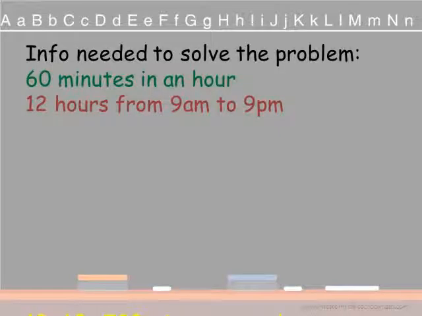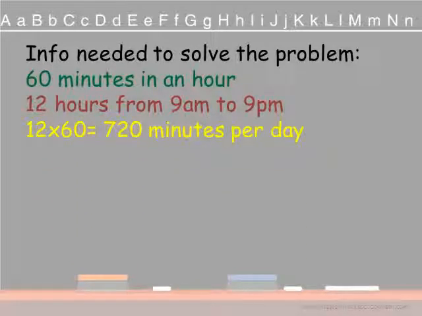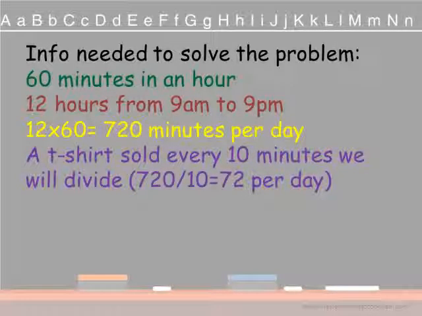to 9 p.m. So we're going to multiply 12 times 60. That's going to give us 720 total minutes per day that the shop is open. A t-shirt sells every 10 minutes, so we're going to divide our total minutes by 10. So 720 divided by 10 equals 72 per day.